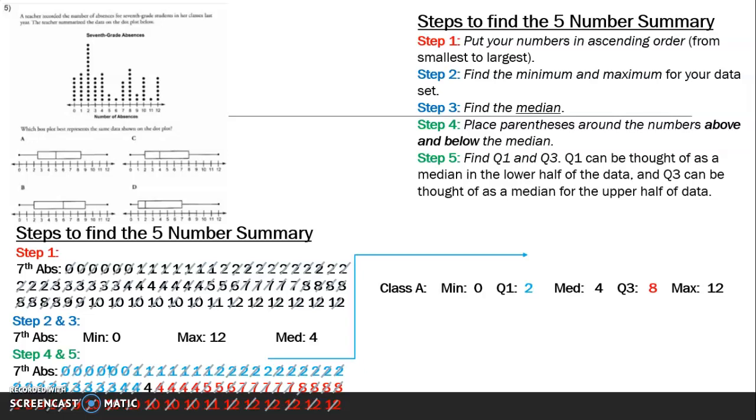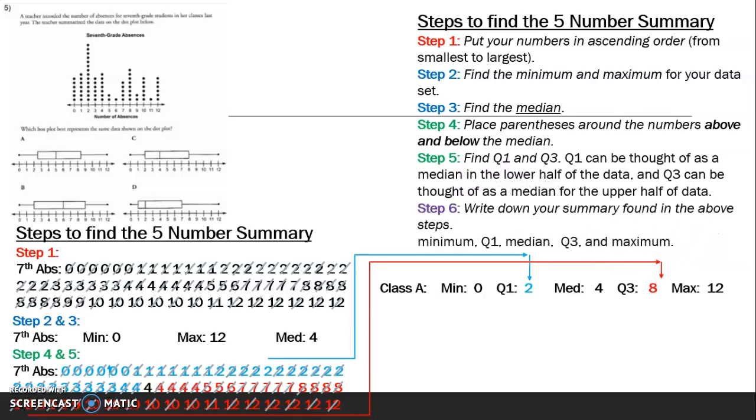So I use this value for quartile 1. I use this value for quartile 3. And the last thing is to write your summary. So we've already written our summary. So now we have to construct the box plot. Using these values, this is how you make a box plot.